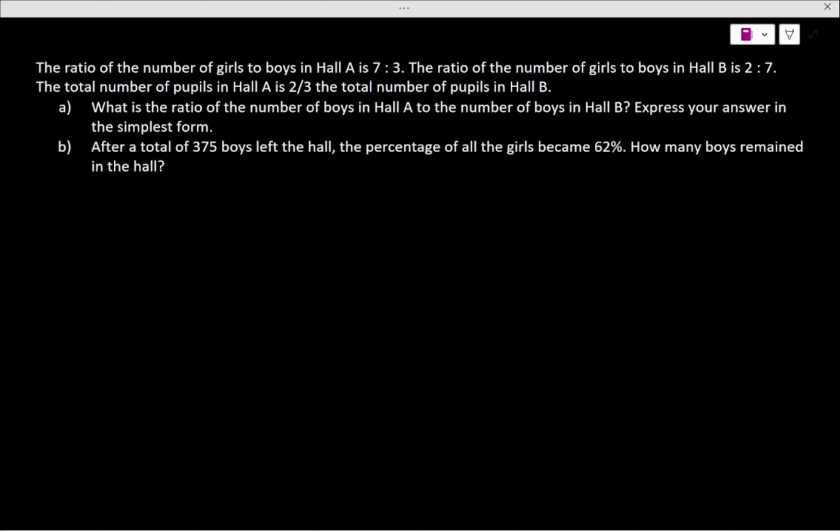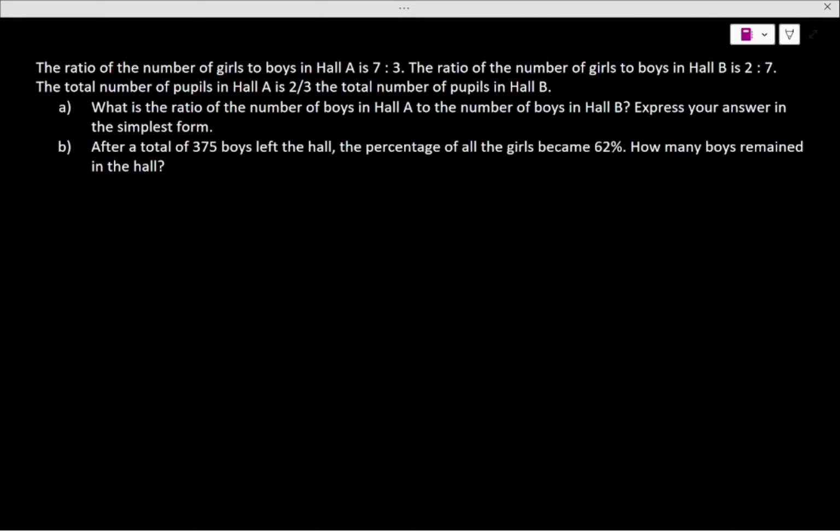Okay, first things first, let's figure out how we want to go about this question. Do we want to use the model method or do we want to use something else? Well, in this case, because it is mainly about ratios, let's just use the ratios directly. So we will not be drawing any models in this case.